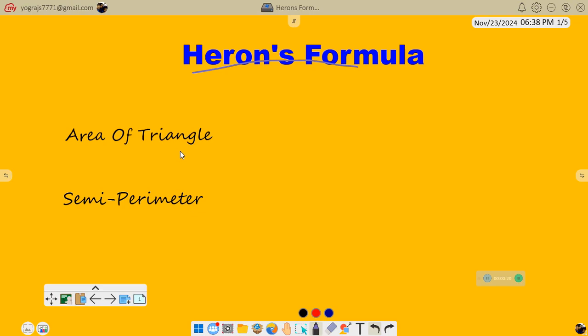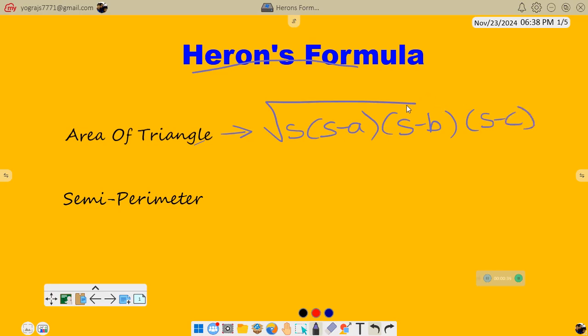Now let's begin without further ado. Basically we will be studying the area of the triangle with respect to Heron's formula, that is the square root of S into (S minus A) into (S minus B) into (S minus C). Now you must be wondering what S, A, B and C are.